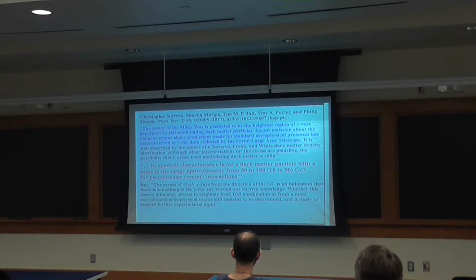Here's a quotation from another paper. This is a 2017 paper analyzing the Fermi light data. Here you'll see that in their analysis they're projecting a dark matter mass of 50 to 190 GeV or 10 to 90 GeV, depending on the model for the interactions. So we have some possible evidence that something is going on with respect to indirect detection of dark matter annihilation in space.